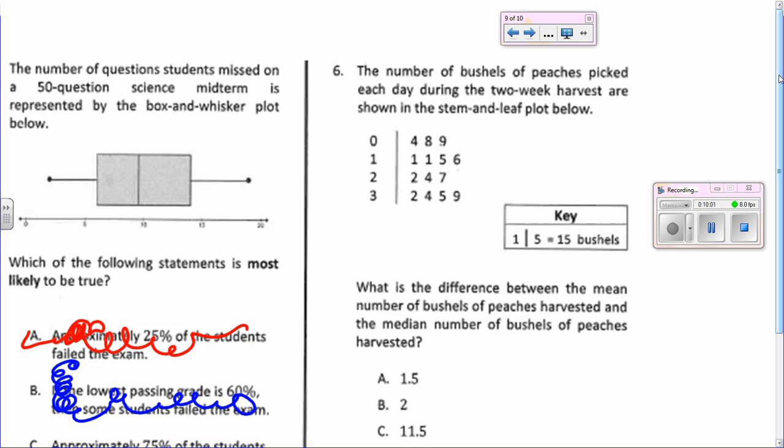What is the difference between the mean number of bushels of peaches harvested and the median number of bushels of peaches harvested? Easiest way to do this is to put it in your calculator again under the stat menu. So you can push stat, edit, push up, clear out L1, and start entering numbers in.